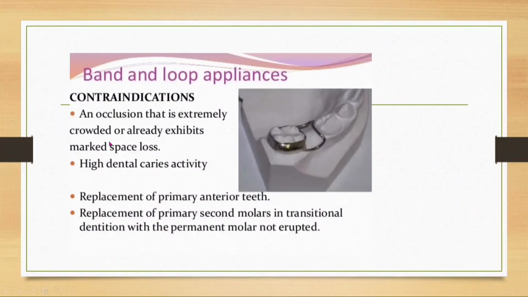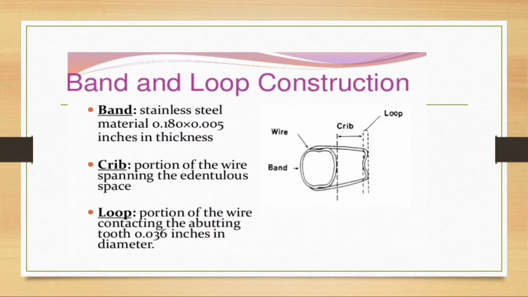But the contraindications: an occlusion that is extremely crowded or already exhibits marked space loss, high dental caries activity, replacement of primary anterior teeth, or replacement of primary second molar in transitional dentition with permanent molar not erupted. We cannot use this. So I already explained this.